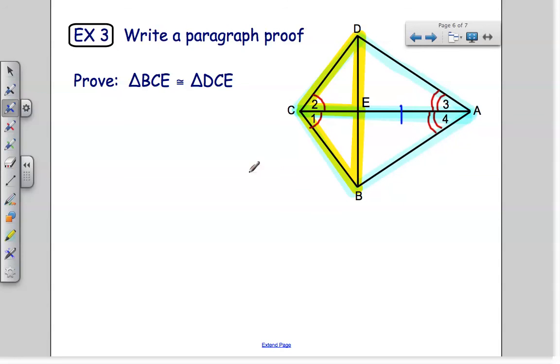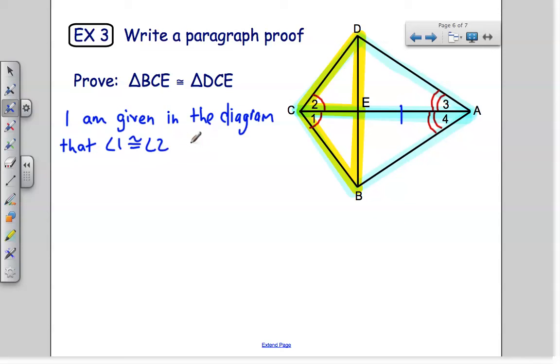Wow, okay, lots to do. I got to start out and say what I was given, and I got to prove these blue triangles congruent first. So I'm going to say I am given in the diagram, or in the picture, that angle 1 was congruent to angle 2. Those are marked. And angle 3 is congruent to angle 4, because they were marked.